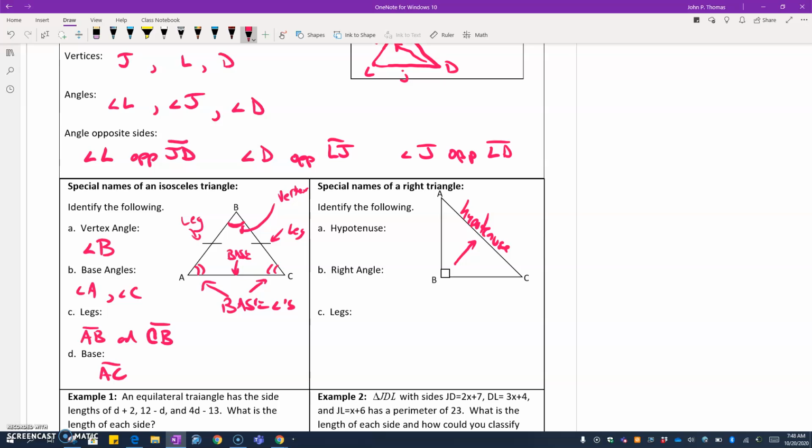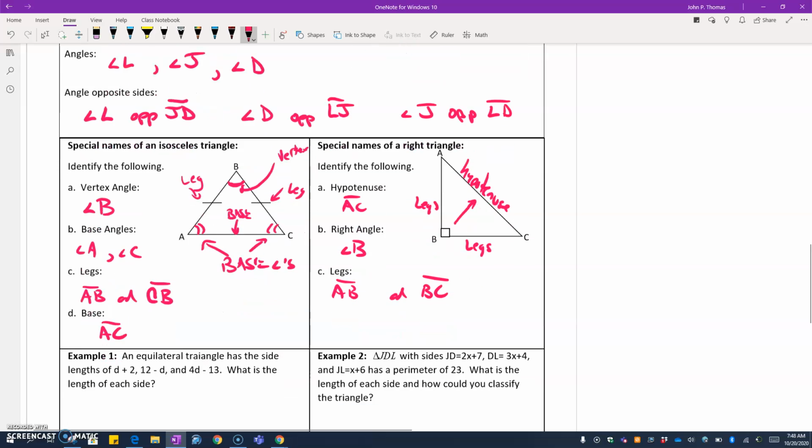So it's this side over here, which is AC. All right, we also have the right angle, which in this case is angle B. It'll typically be marked for us. And then we have the legs. The legs are the sides that are not the hypotenuse. So in this case, that's AB and BC. All right, and those are some just names that go with certain types of triangles that we have.